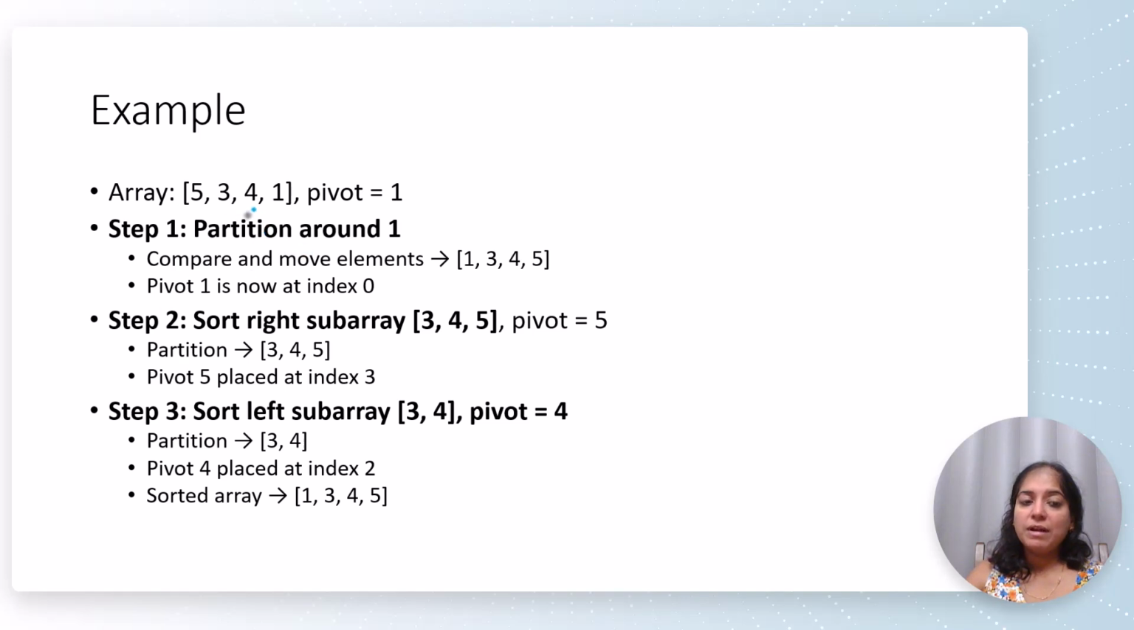This is the example again: 5, 3, 4, 1. We are taking the pivot as 1, the last element. You need to partition the array. There is no element which is less than 1, so there is nothing on the left hand side of 1. But all the elements are greater than 1, so all elements will go towards the right hand side of 1. Then in the right subarray, you take the pivot element as the last element, which is 5. You again partition it, so all the elements which are less than 5 should be on the left hand side and all the elements which are greater than 5 should be on the right hand side. And similarly we process it.